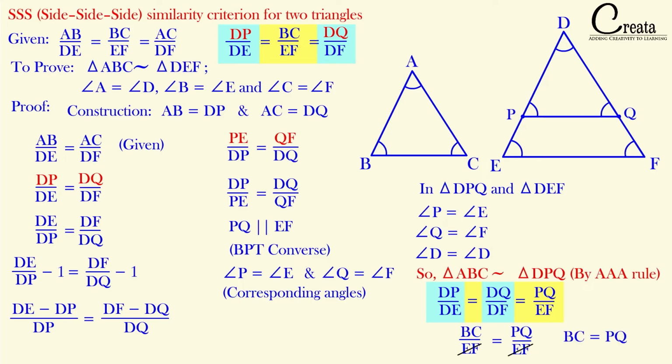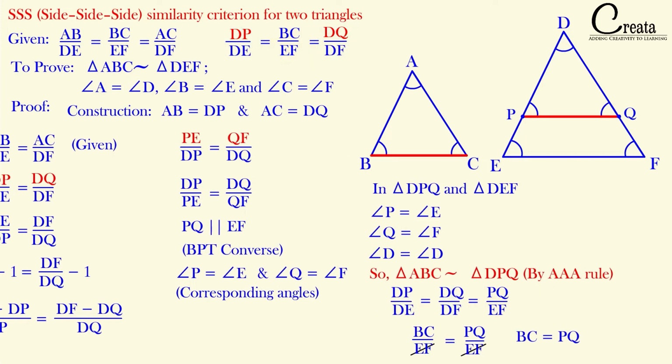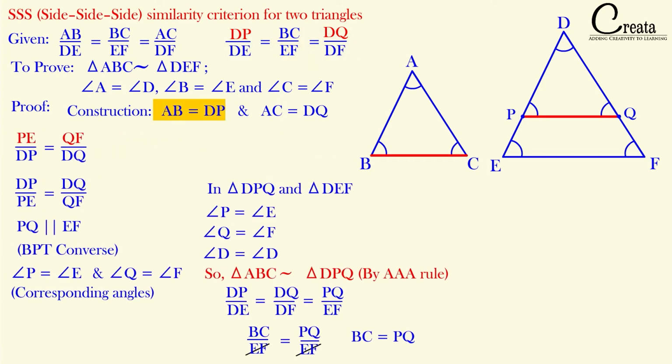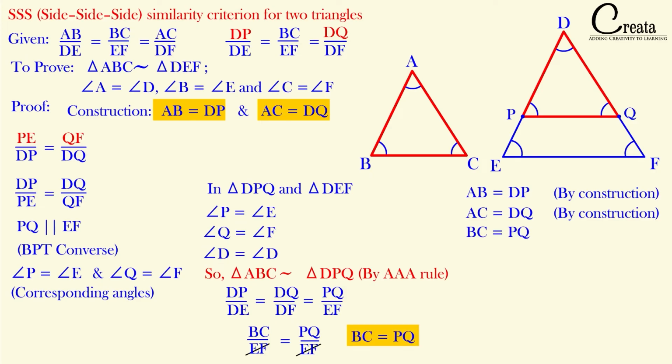Okay, got it? We got BC is equal to PQ. Here we have assumed AB and DP are equal and AC and DQ are also equal, and just now we have proved BC and PQ are also equal to each other. So can we say both the triangles are congruent to each other by SSS congruence rule? Yes, both the triangles are exactly copy paste of each other. That is, they are congruent to each other.